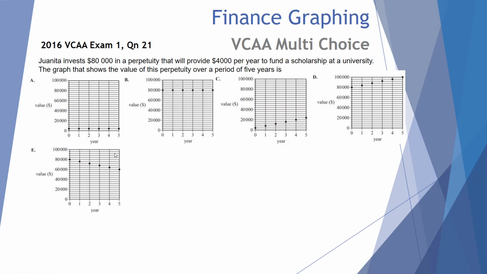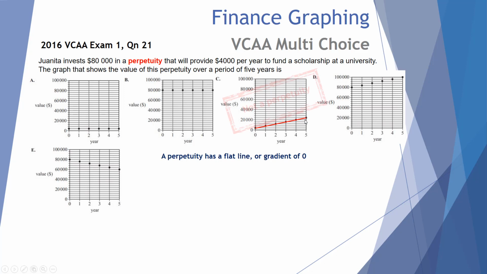Juanita invests $80,000 in a perpetuity that will provide $4,000 per year to fund a scholarship at a university. The graph that shows the value of this perpetuity over a period of 5 years is. Now, most people will find the perpetuity questions pretty easy. A perpetuity has a flat line or a gradient of 0. Here's a relationship with a straight line. It isn't a flat line or a gradient of 0, so this is not a perpetuity.